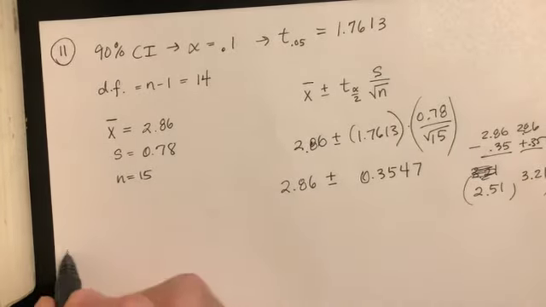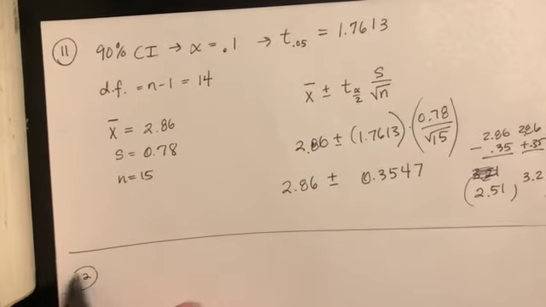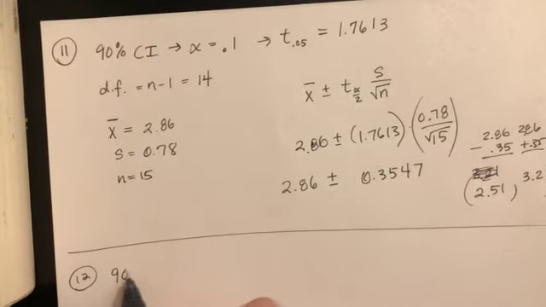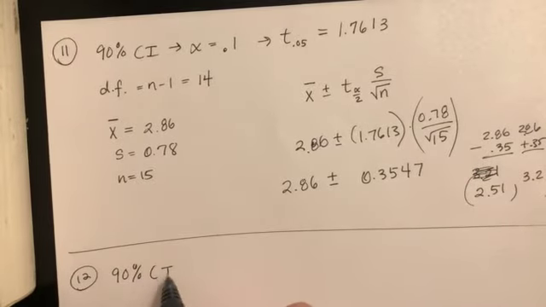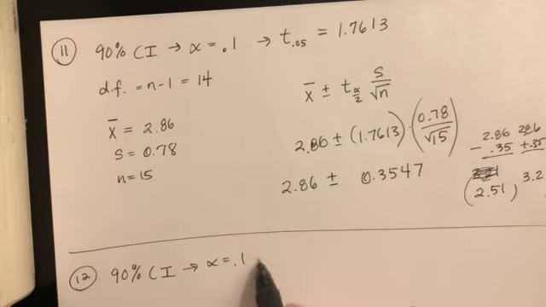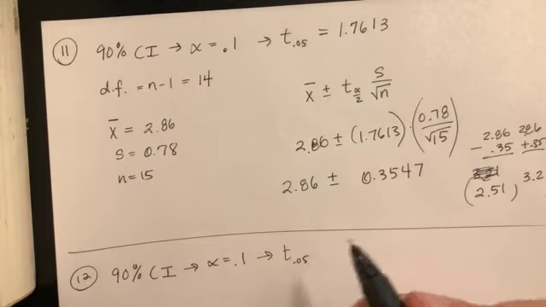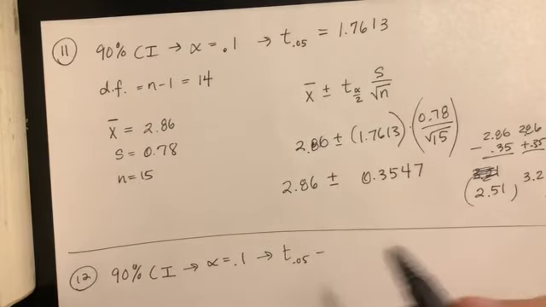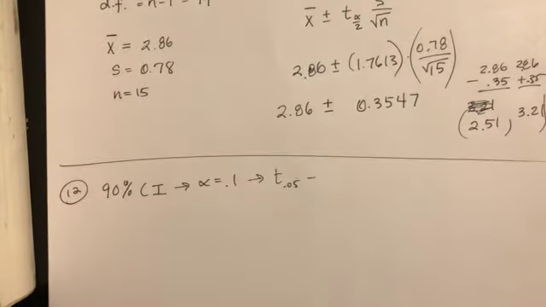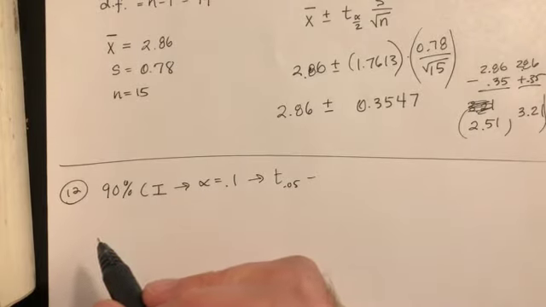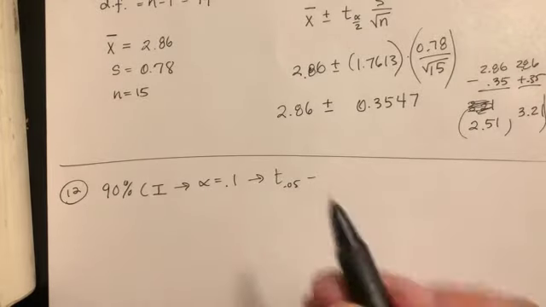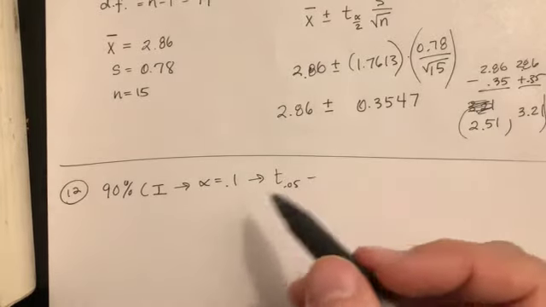And number 12. Okay, we got a 90% confidence interval again. That means my alpha is 0.1, which means my alpha over 2 is 0.05. And the same t-value, oh no, the t-value changes based on degrees of freedom. So let's figure out how many degrees of freedom I'm dealing with. Oh, no, that's not the question here. I started going without even looking at the question.